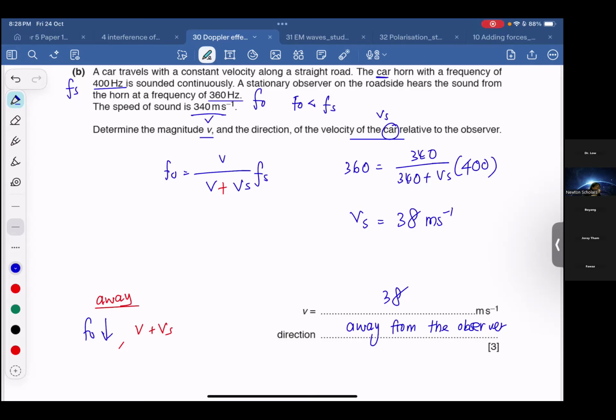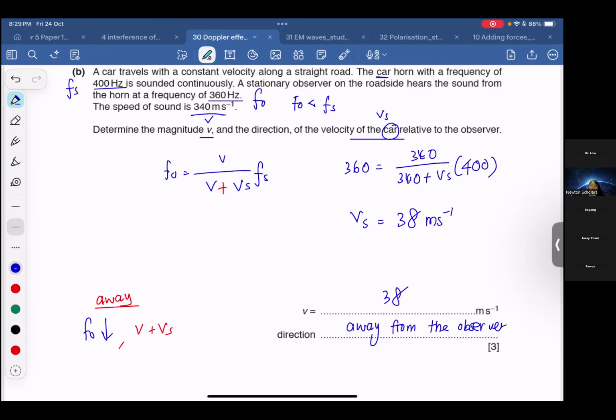So the last question is actually your self-practice. Okay, if you're facing any problem, you can WhatsApp message me. I'll print screen the working steps for you to have a look if you're facing any problems. Okay, so boys and girls, is that clear for the Doppler effect?